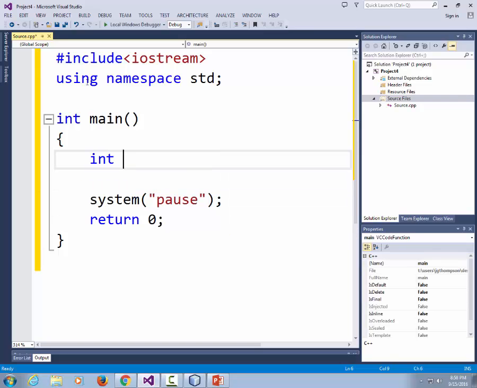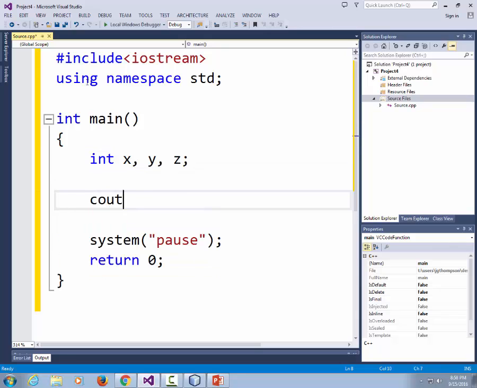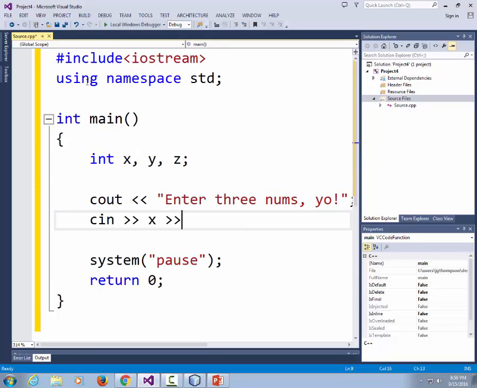So you could do this, int x, y, z. Then you could say cout, enter 3 nums, and then we could read into all 3 of them at once. The reason that works is if you type a whole bunch of stuff and then hit enter, all of that stuff is stored in the input buffer. And then what cin does is it tokenizes your input, meaning that it ignores the white space, and it uses the white space, the spaces, the tabs or the enter key, in order to differentiate the pieces of data that you're giving it.